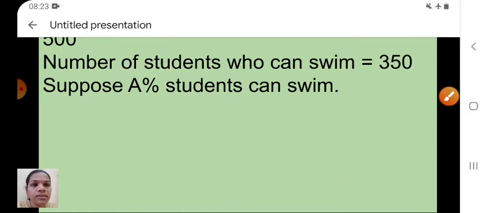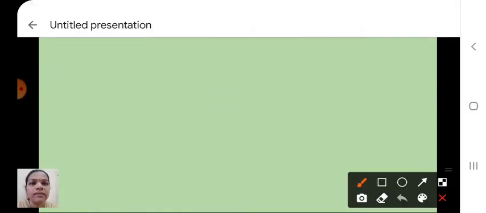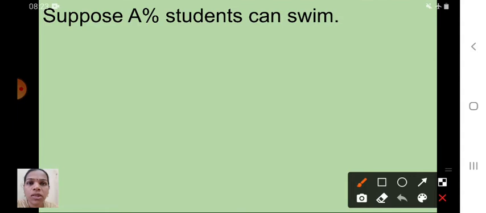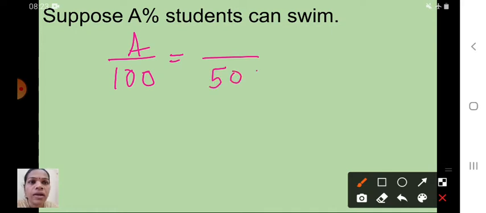Okay, children, see here, I will write the equation here. A percentage can swim, isn't it? So A percentage, A upon 100 is equal to, yes, total number of students; in the denominator place we have to write it. Can you see the number? Very good, 500. Okay, and in the numerator, how many students can swim? 350.